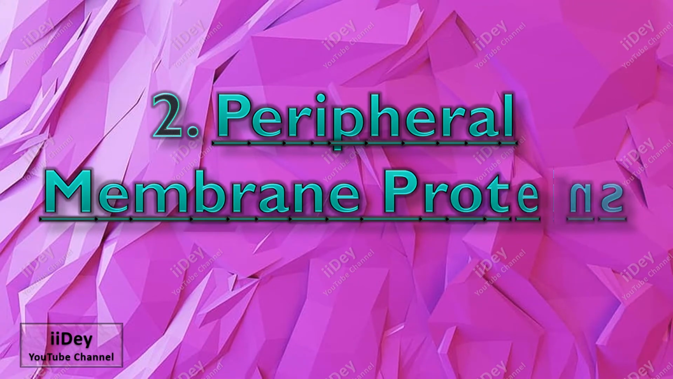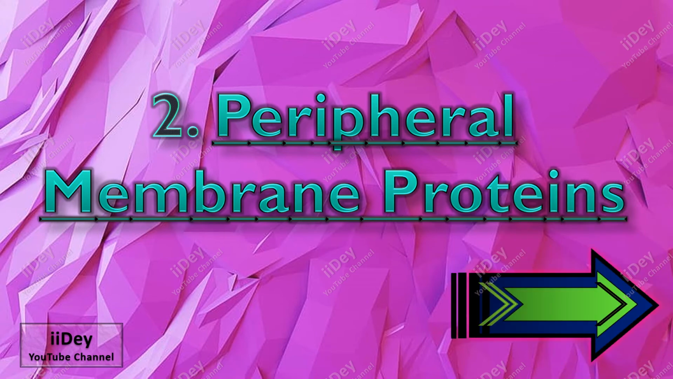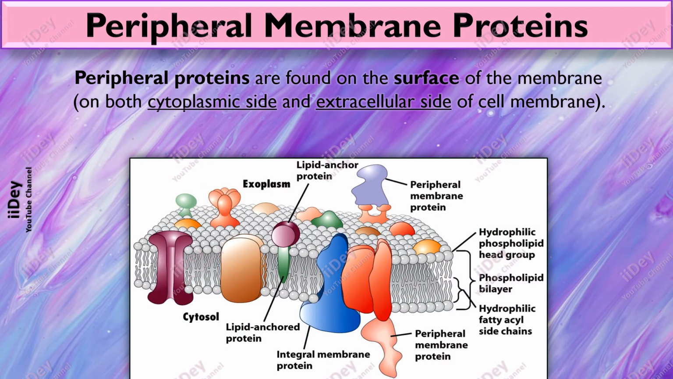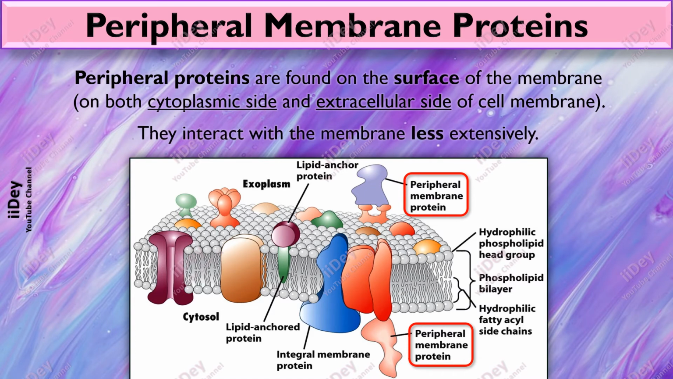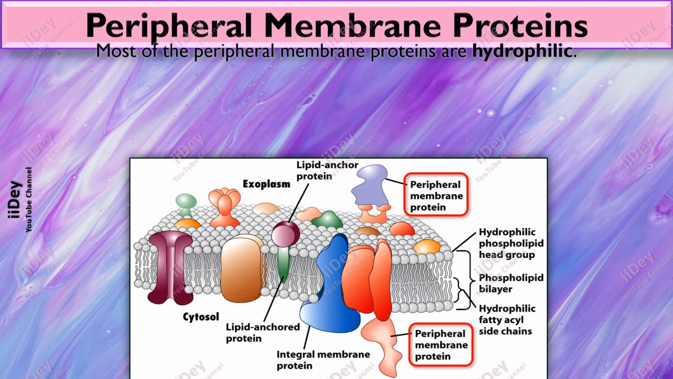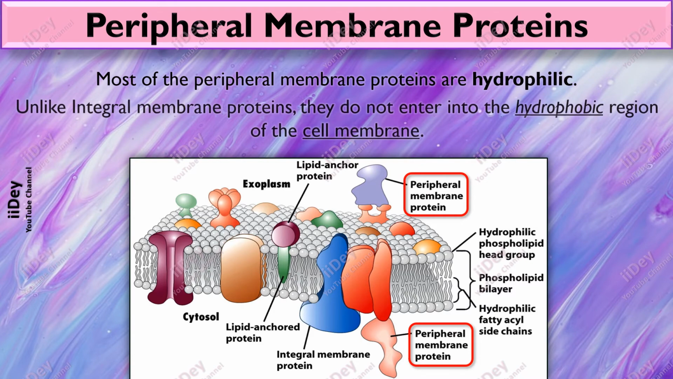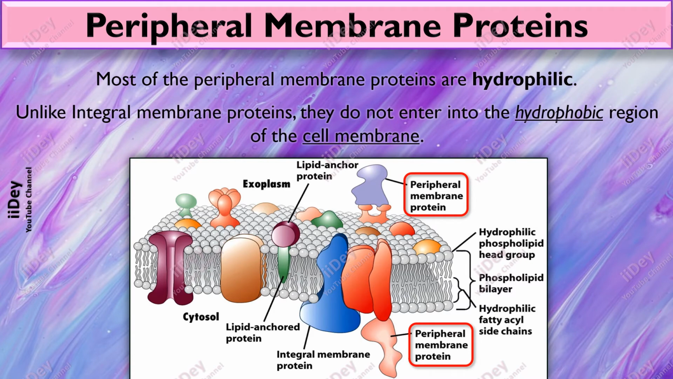Now number 2, peripheral membrane proteins. Peripheral proteins are found on the surface of the membrane, on both the cytoplasmic side and extracellular side of the cell membrane. They interact with the membrane less extensively. Most of the peripheral membrane proteins are hydrophilic. Unlike integral membrane proteins, they don't enter into the hydrophobic region of the cell membrane.